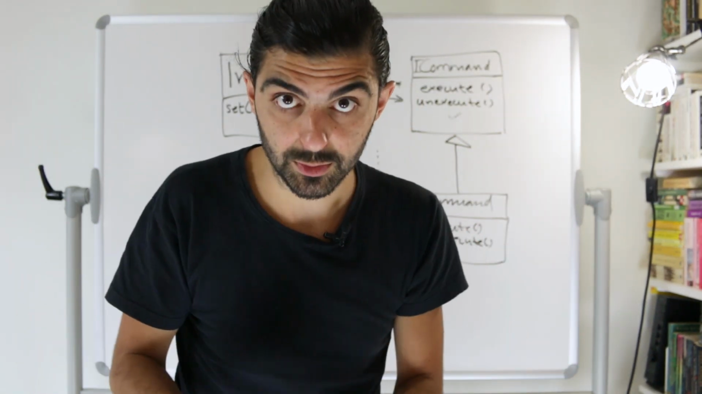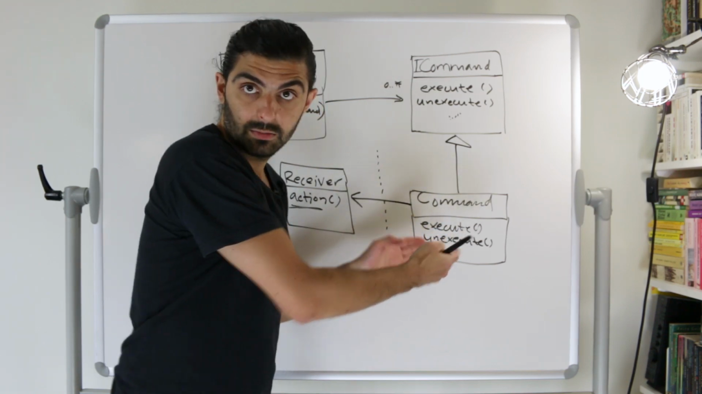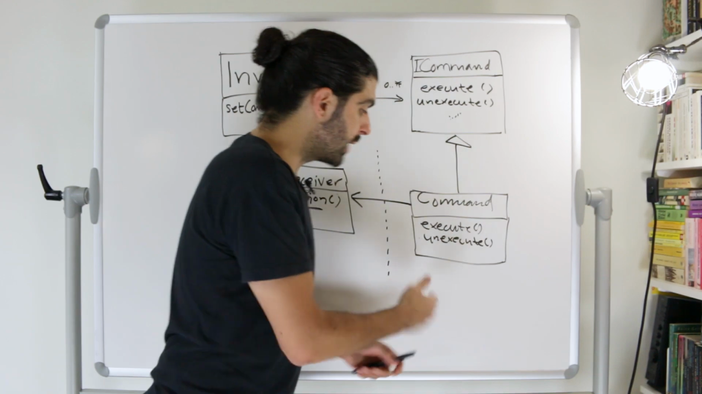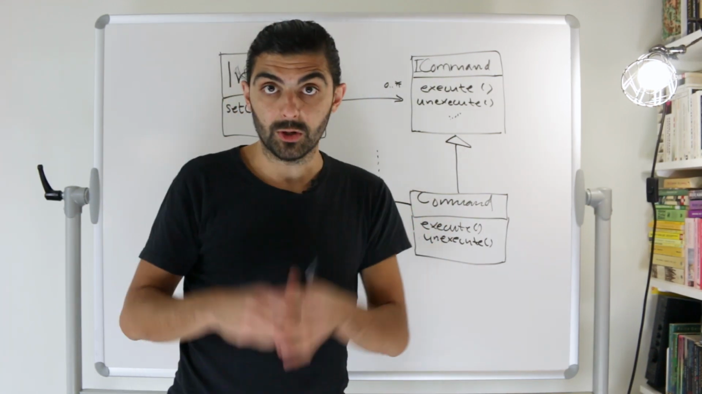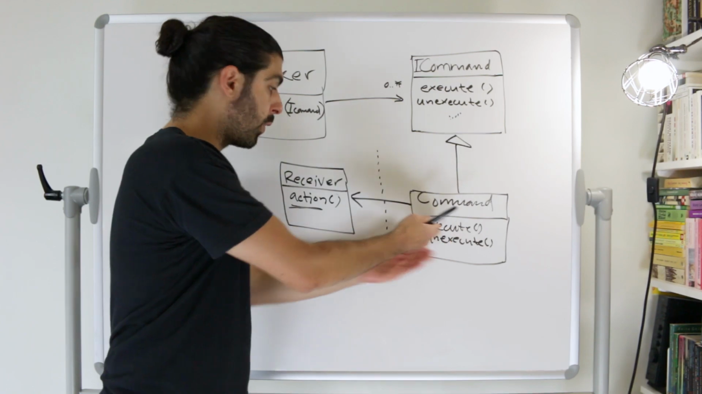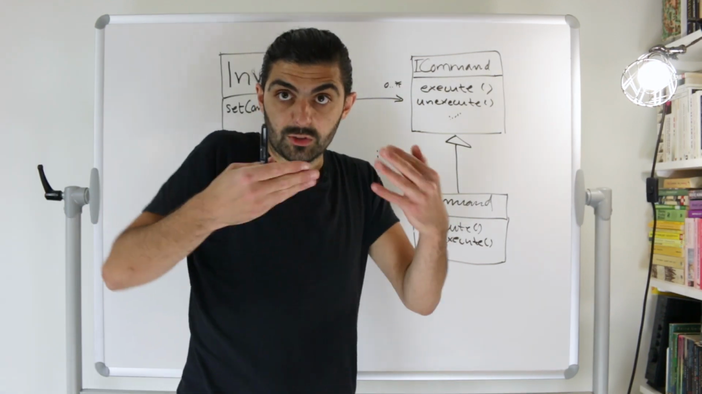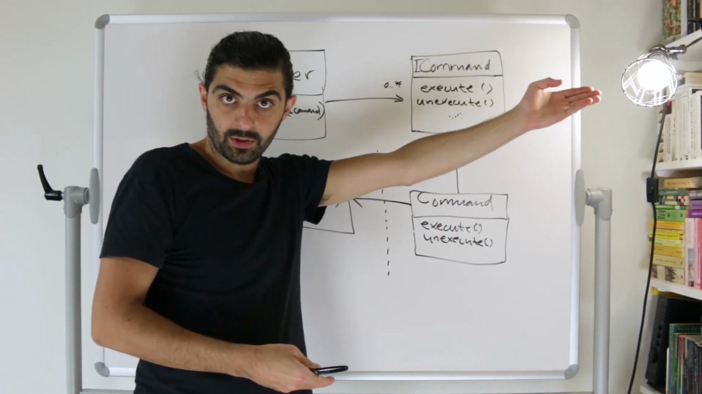So let's walk through how this works. You construct a bunch of concrete commands. Let's say turn on light and turn off light. These two have methods that are execute and unexecute. So execute of turn on light would probably be to call on on a particular light. Execute on the turn off light would probably be to call off on the particular light.